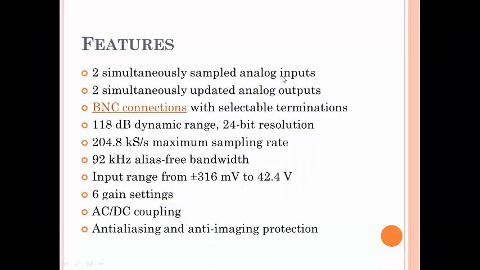Moving on with the features, it has a 118 decibel dynamic range and a 24-bit resolution. Its maximum sampling rate is 204 kilosamples per second approximately, and it has a 92 kHz alias-free bandwidth. The input range varies from 316 millivolts to a maximum of 42.4 volts. It has 6 gain settings, AC-DC coupling, and to top it off, it also has anti-aliasing and anti-imaging protection.